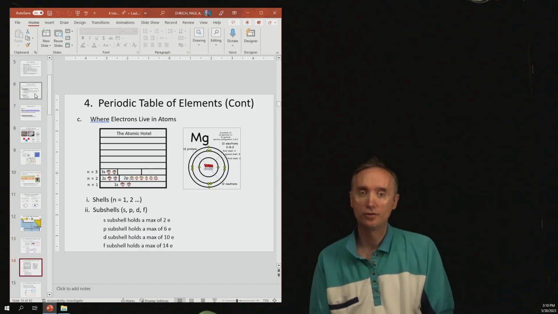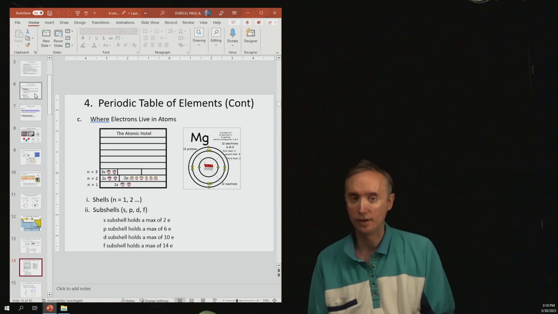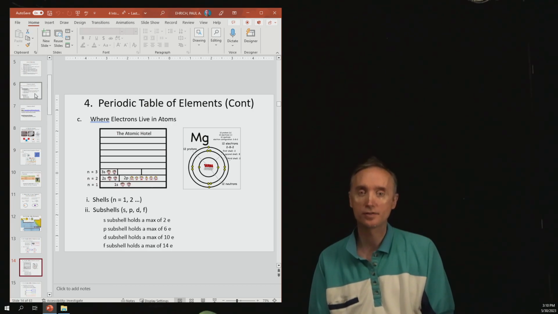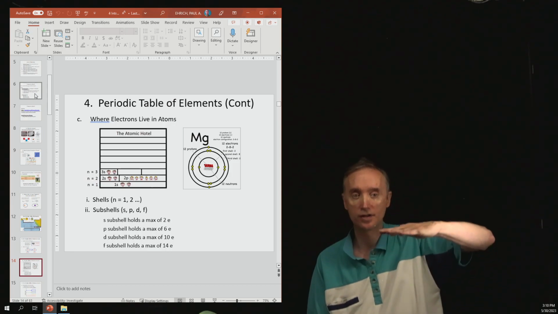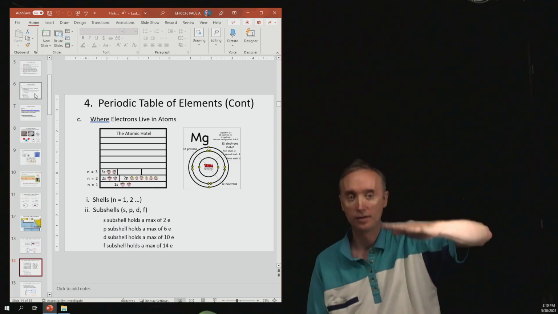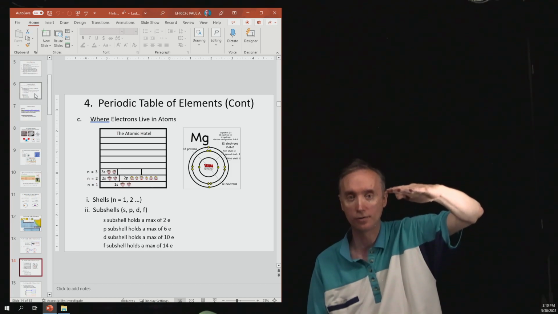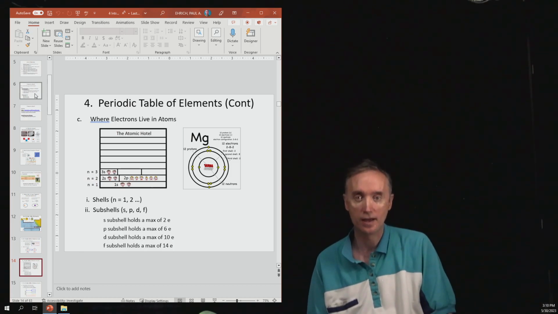So I would like for you to have an idea for where the electrons live inside the atom. I call this the atomic hotel, and you'll notice that there are floors to the atomic hotel. Those are going to be called energy shells. So you have the first energy shell, and then on top of it is the second energy shell, and then the third energy shell. The higher up you go, the more energy those electrons have.